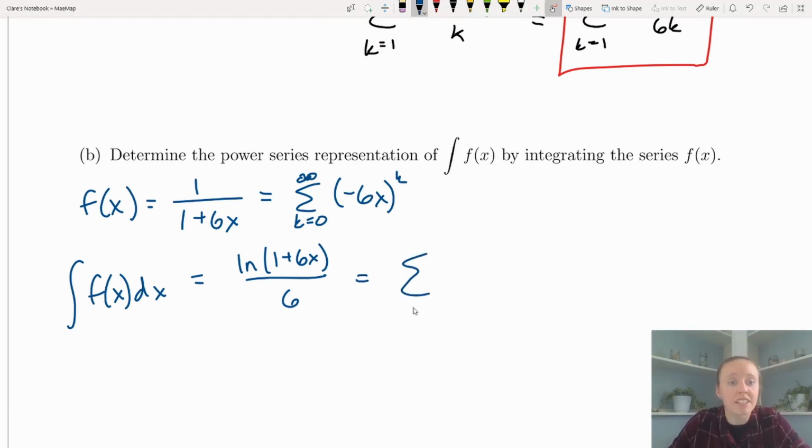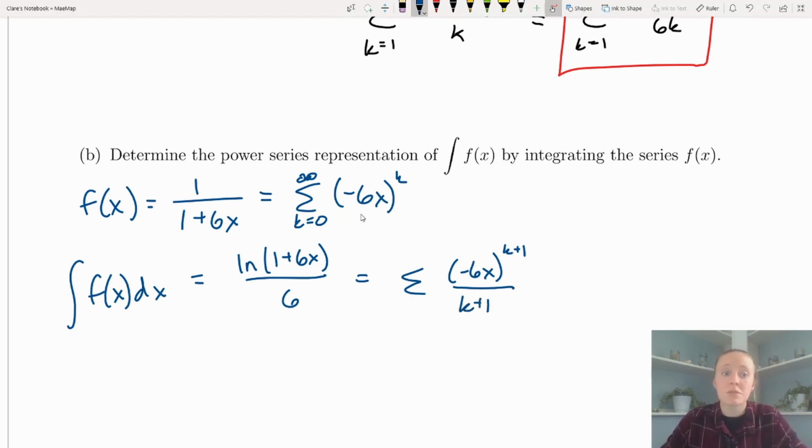So if I was to integrate that series, negative 6x to the k, I'm going to increase my exponent by 1 and then divide by it. So that'll be negative 6x to the k plus 1 all over k plus 1. But remember, this was a negative 6x to the k. That's like saying u to the k. So if u is 6x, then my du would have been negative 6. So when I integrate, I just got to make sure that I divide by negative 6. So this will all be multiplied by a negative 1/6.